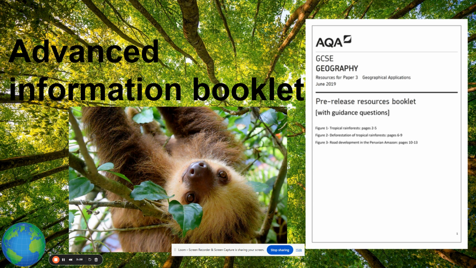The final part of paper 3 will be a pre-release booklet. The pre-release booklet, as I said, will be given to students 6 weeks before the exam, and it will be on a controversial issue. For example, whether a road should be built across the Amazon rainforest in Peru. Students will be given both sides of the argument and they will need to make a decision on the exam paper about this.